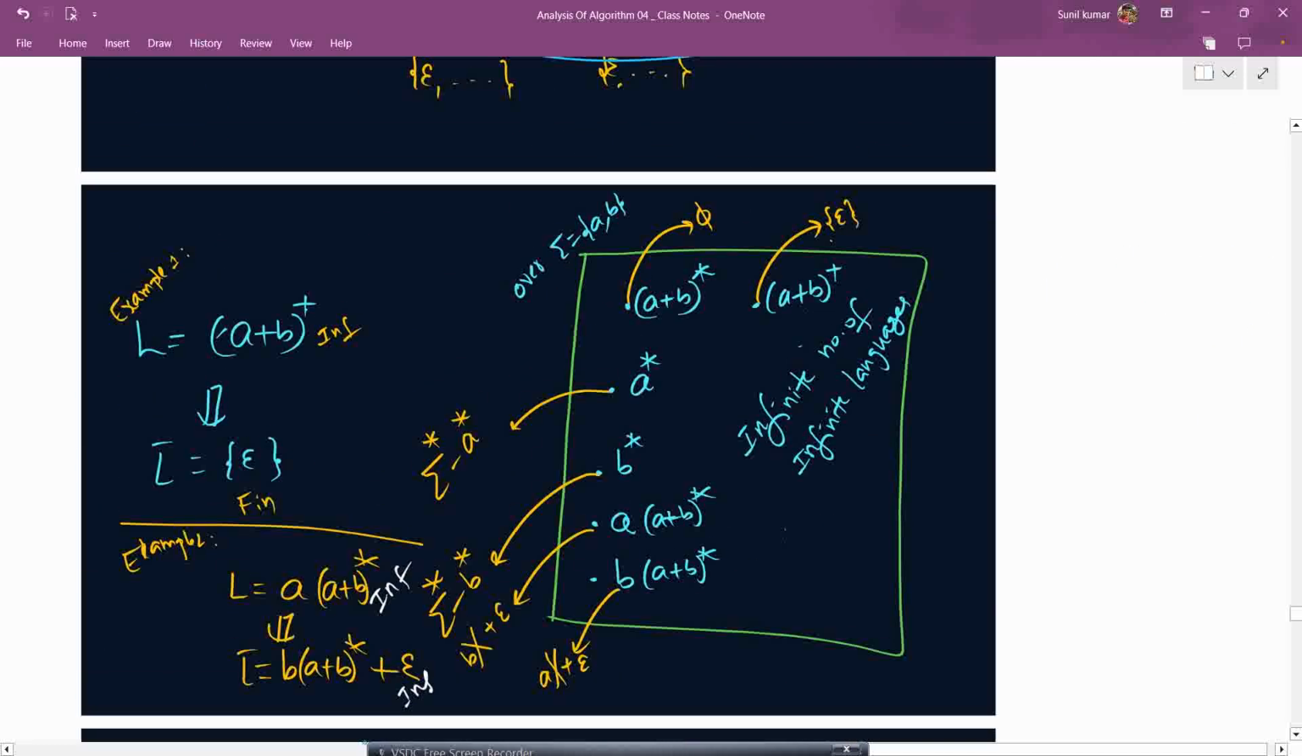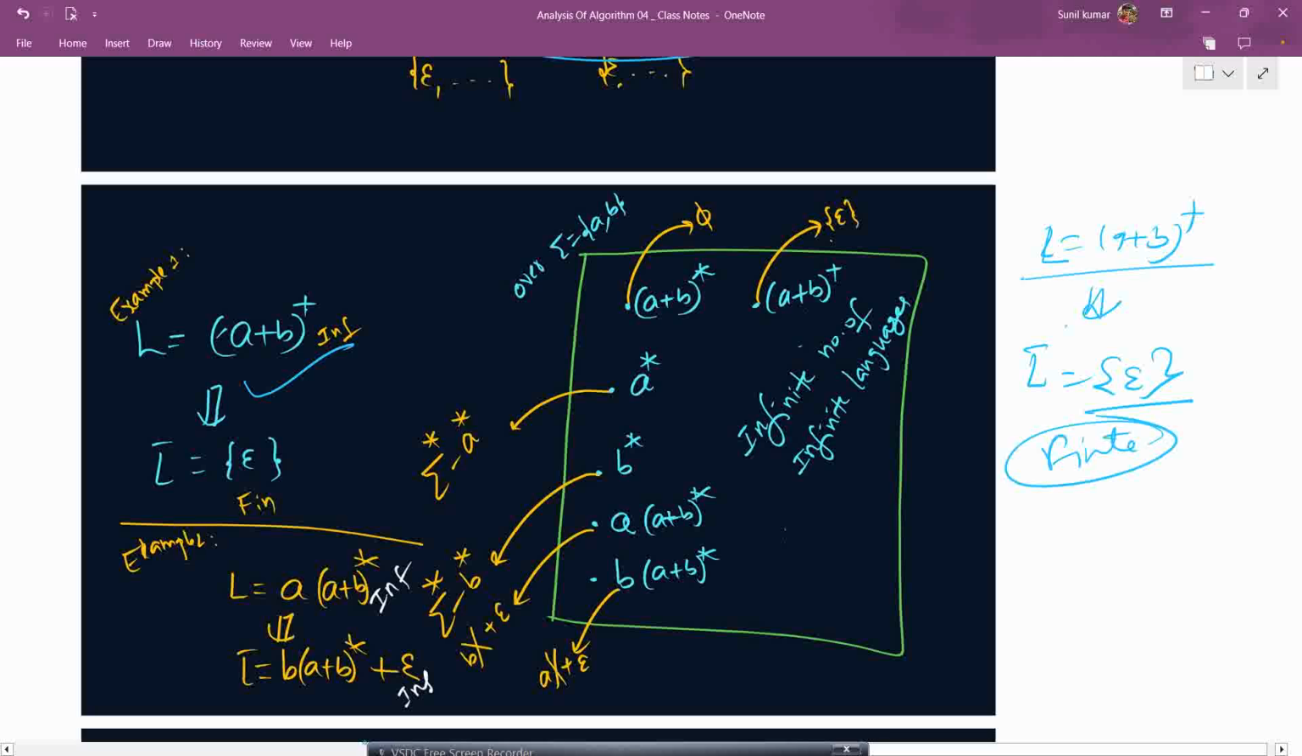An example for complement: just give an example as we said. L is equal to (a plus b)*, and L complement is equal to epsilon or empty. So this is finite. Here this is an infinite language and its complement is a finite language. So this is not closed under the complement operation either, because the complement is epsilon, which is finite.